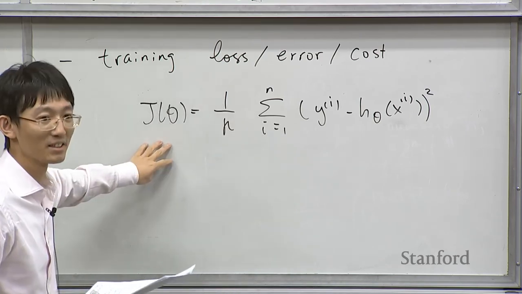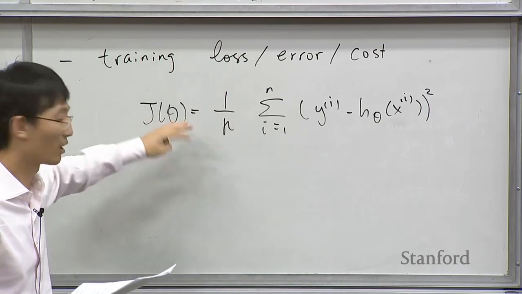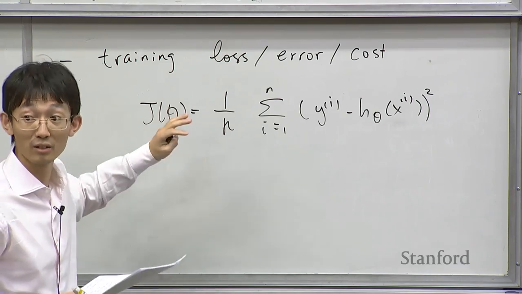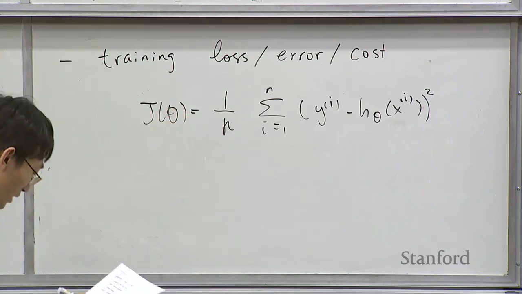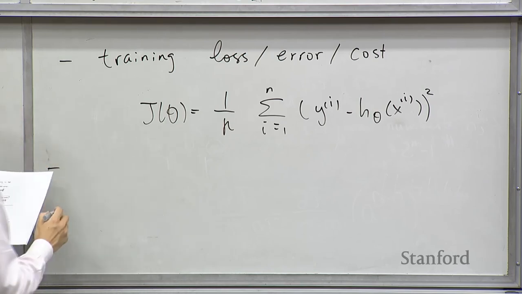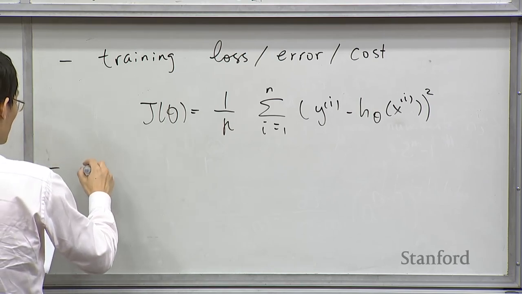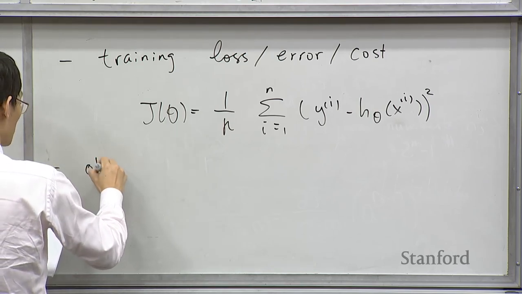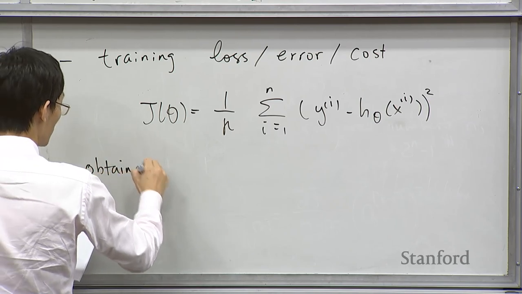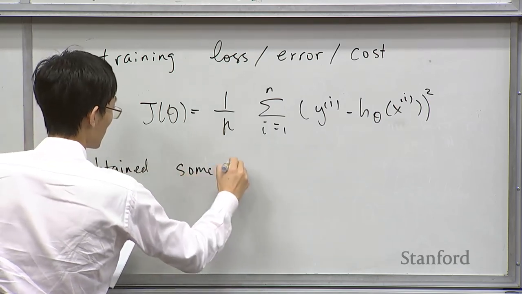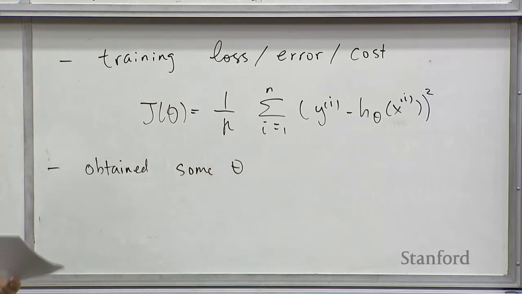Not necessarily exactly this one, it's always a loss function defined on the training examples. Okay, so now suppose you have obtained some parameter theta. How do you evaluate whether your theta is good or not?